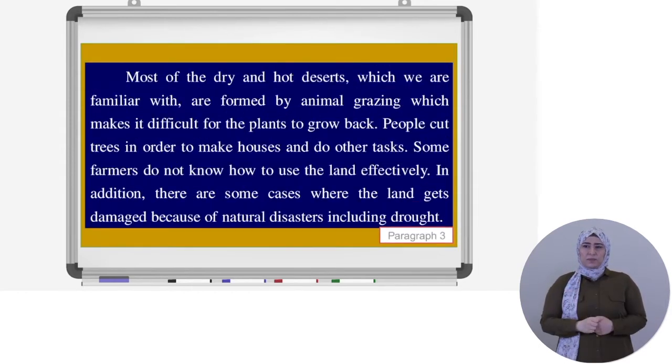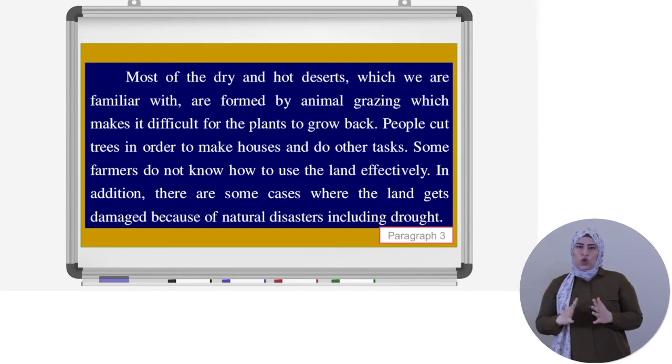Most of the dry and hot deserts which we are familiar with are formed by animal grazing, which makes it difficult for the plants to grow back. People cut trees in order to make houses and do other tasks. Some farmers do not know how to use the land effectively. In addition, there are some cases where the land gets damaged because of natural disasters, including drought.